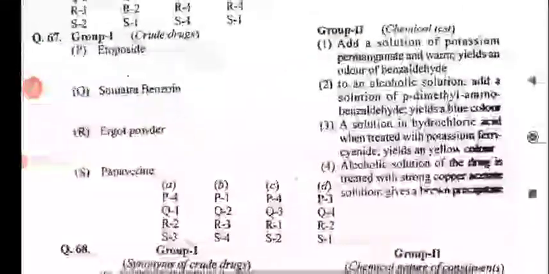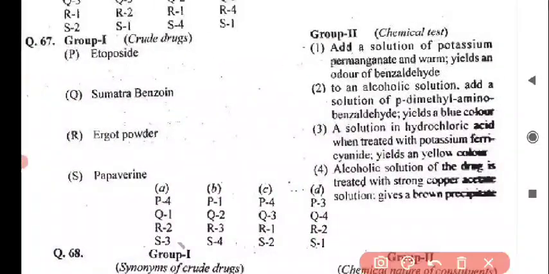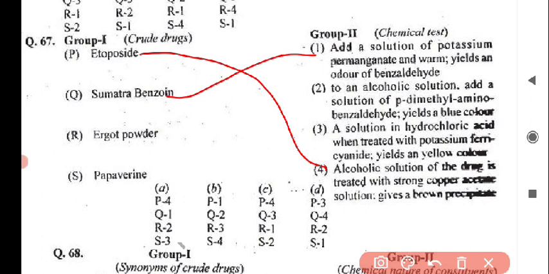Now moving to the next question. In this question, column 1 contains the crude drugs, while column 2 contains the chemical test. For the first option, that is etoposide, the correct option is option number 4, that is alcoholic solution of the drug is treated with a strong copper acetate solution, gives a brown precipitate. For the second option, that is Sumatra benzoin, the correct answer is option number 1, that is add a solution of potassium permanganate and warm, yields an odor of benzaldehyde.